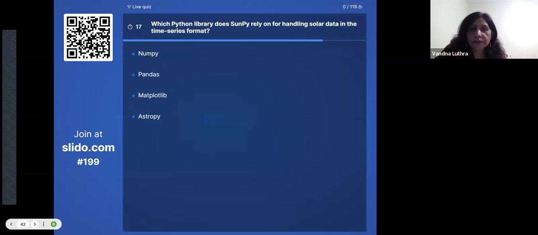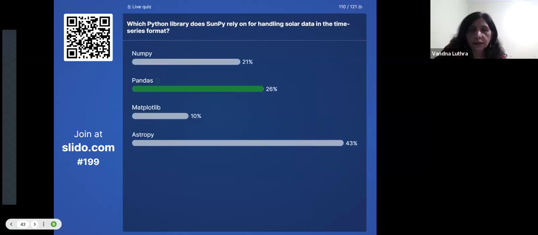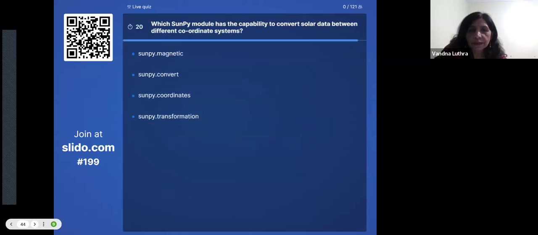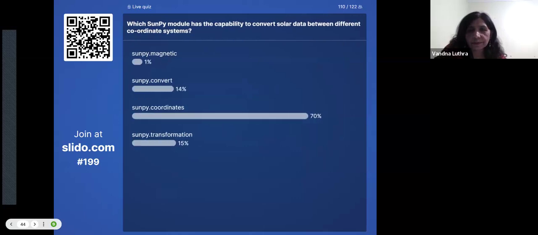Which Python library does SunPy rely on for handling solar data in the time series format? NumPy, Pandas, Matplotlib, AstroPy. The answer to this is Pandas. Which SunPy module has capability to convert solar data between different coordinate systems? SunPy.magnetic, SunPy.convert, SunPy.coordinate, SunPy.transformation. SunPy.coordinate is the correct answer by 70%.